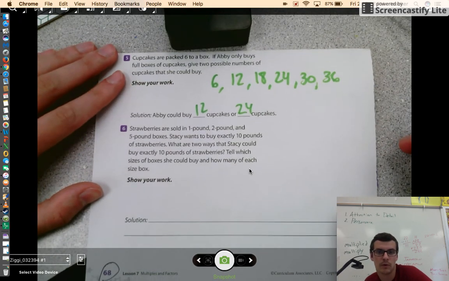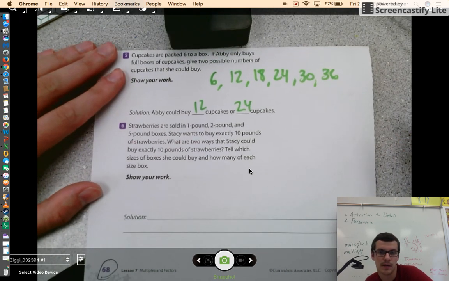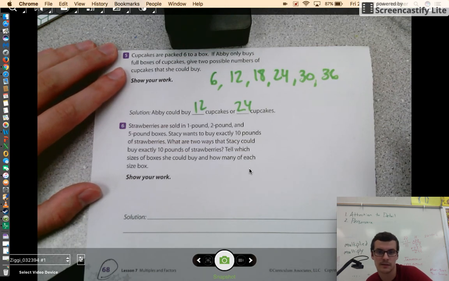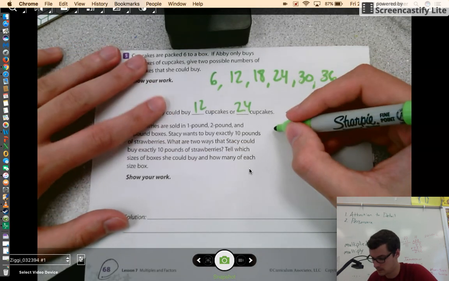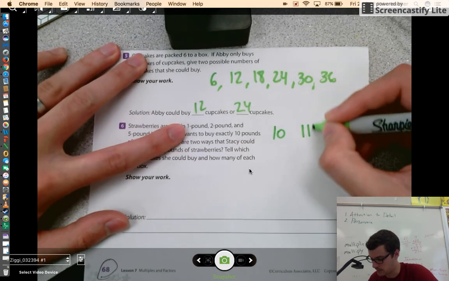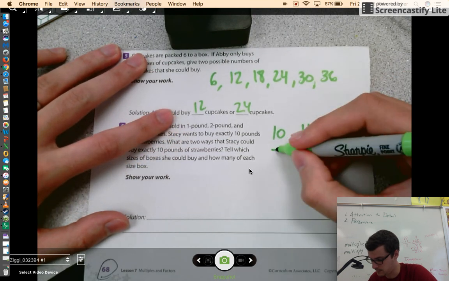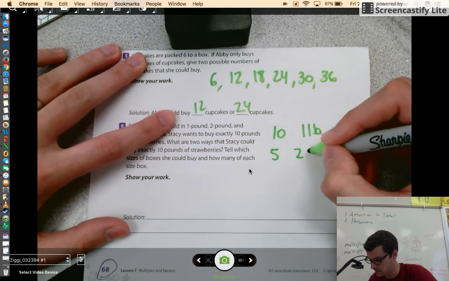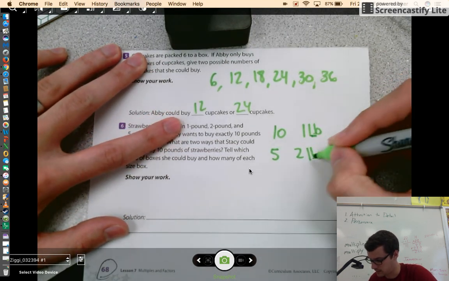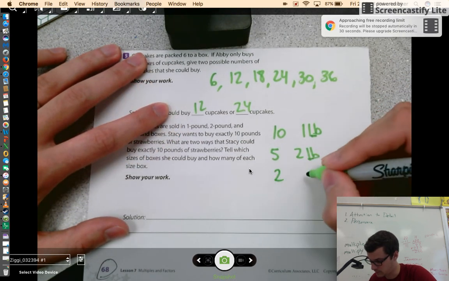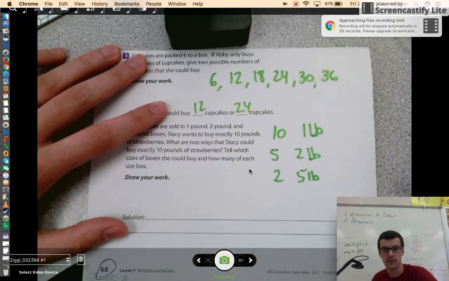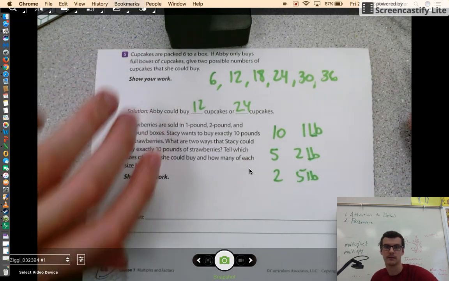Strawberries are sold in 1 pound, 2 pound, and 5 pound boxes. Stacy wants to buy exactly 10 pounds of strawberries. What are 2 ways that Stacy could buy exactly 10 pounds of strawberries? Okay, she could do 10 1 pound boxes. She could do 5 2 pound boxes. Or she could do 2 5 pound boxes, because those are all factor pairs there.